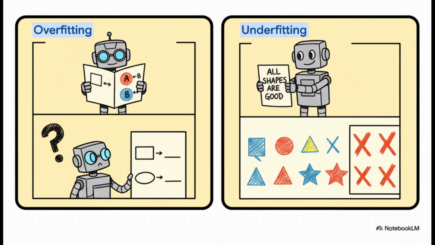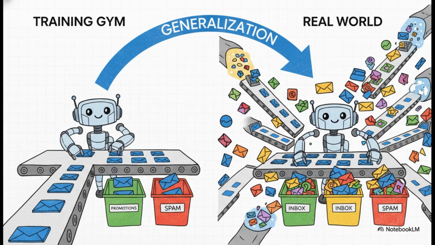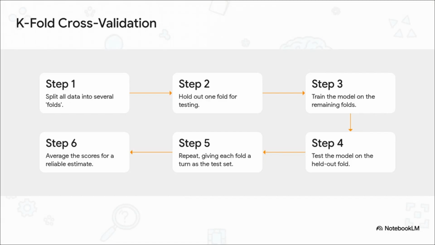The opposite, underfitting, is just a model that's too simple and fails at everything. And so the real goal, the holy grail of machine learning, isn't just to do well on the test data, it's to achieve generalization. That's the ability for the model to perform well on brand new, completely unseen data out in the real world. That's what makes a model truly useful. So how do we make sure our model can generalize?